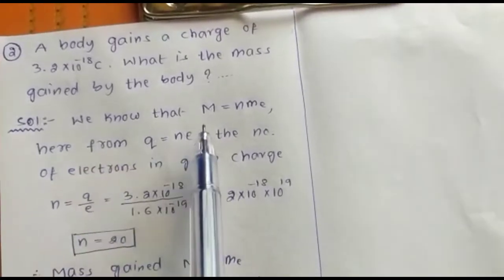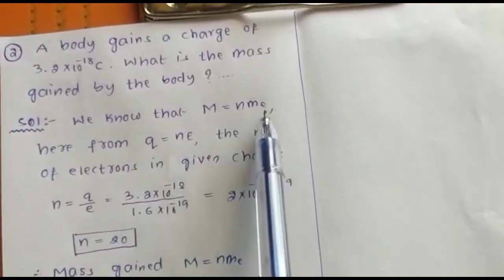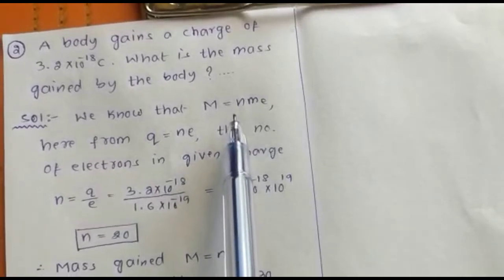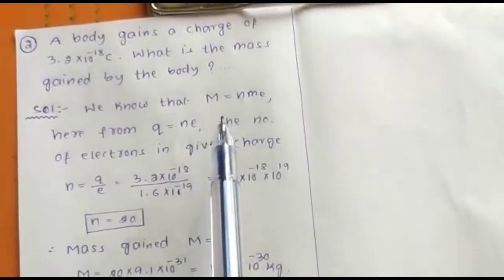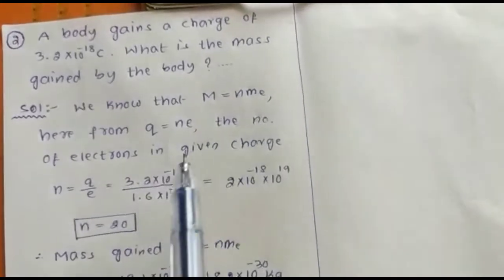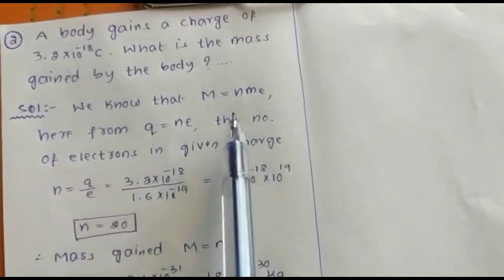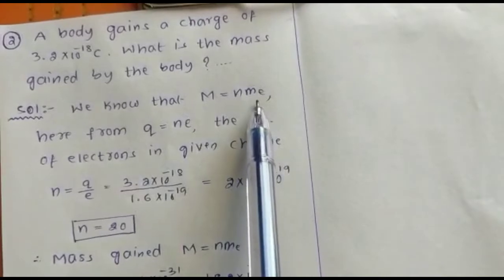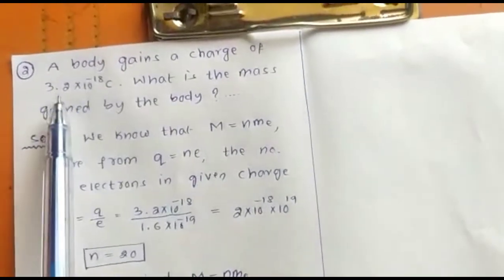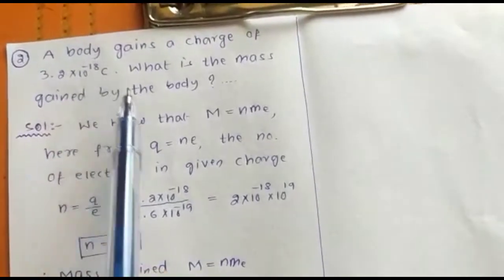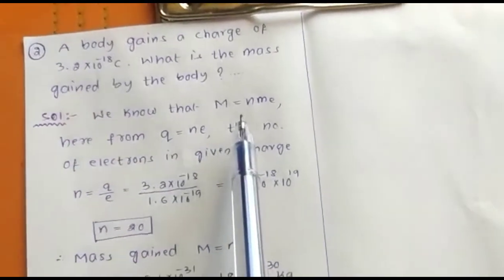We know the mass formula: m is equal to n into me, where n is the number of electrons lost or gained, and me is the mass of the electron, that is 9.1 into 10 power minus 31 kg. Here first of all, me we know, and n we don't know. First of all we have to find out, in the given charge of 3.2 into 10 power minus 18 coulomb, how many electrons are present.